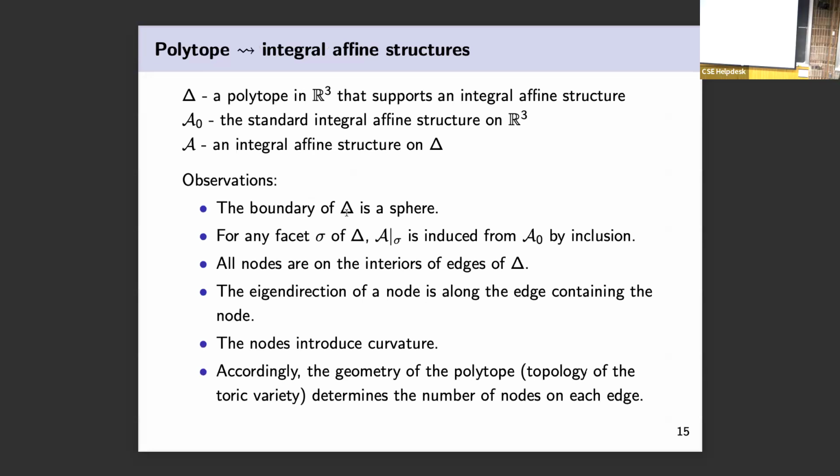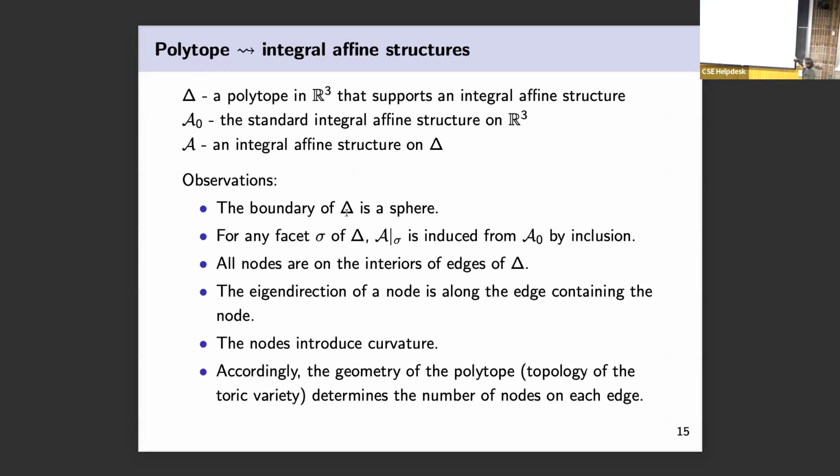So I'm going to be looking at polytopes that support an integral affine structure. First thing to notice is that the boundary of a polytope, if it's a three-dimensional polytope, is a sphere. Right? I mean, topologically, that's a sphere. So that's the base of a fibration. And in what sense could it be supporting an integral affine structure?